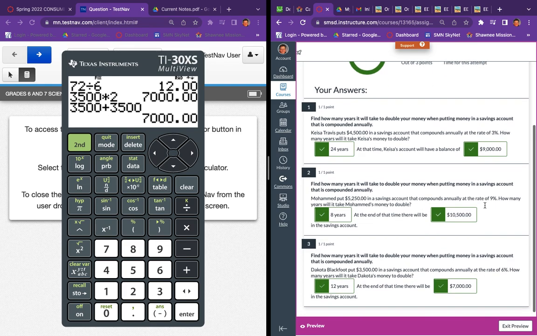We are rock stars. So that is how you find how many years it will take your money to double if it is in a compounded annually savings account, and how much money there will be after that time frame. So that, my friends, is how you do those questions each and every time.